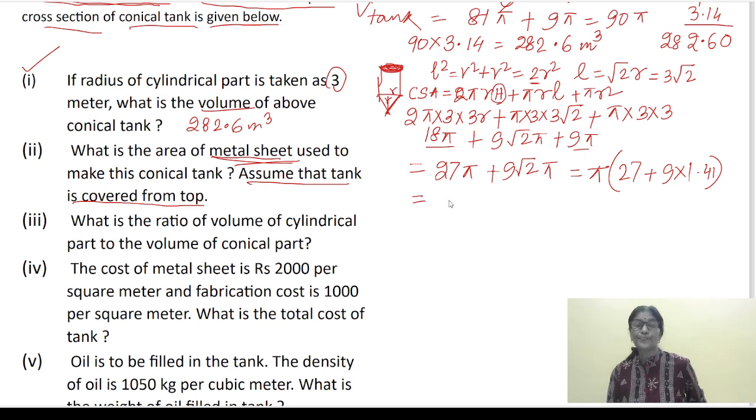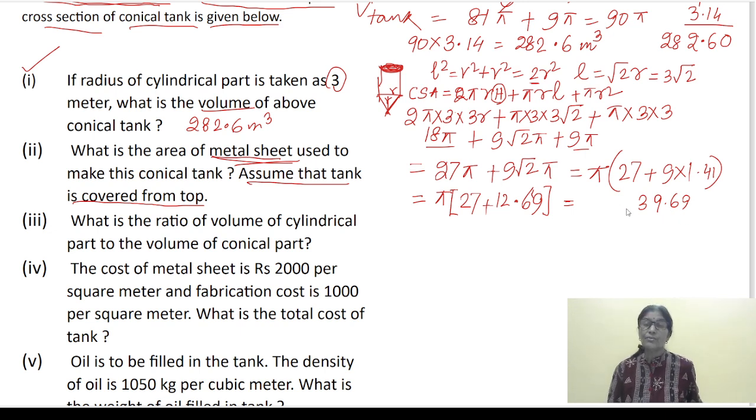1.41. This will be pi into 27 plus 9, 4 times 36 carries your 12.69. So it will be your 39.69. We'll add 39.69. Now I think this is divisible by 7.